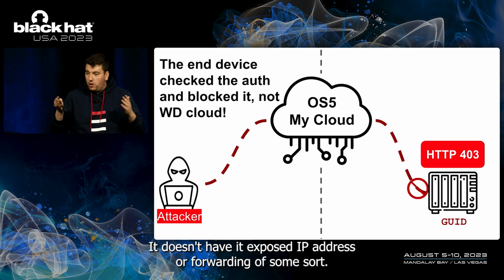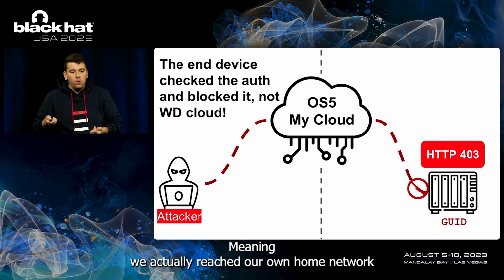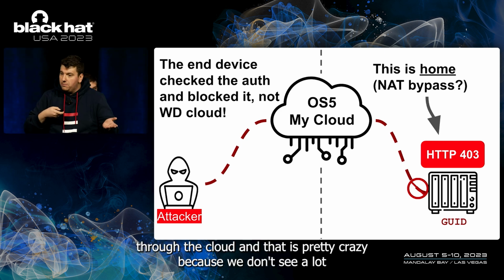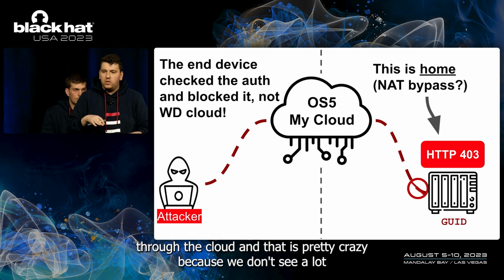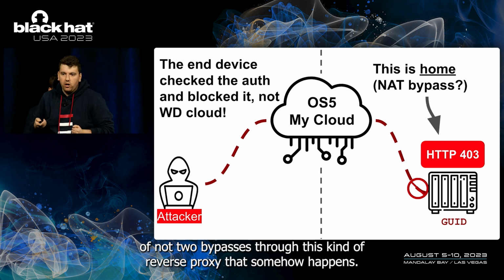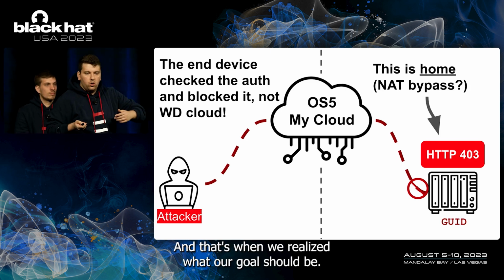It doesn't have an exposed IP address or port forwarding of some sort, meaning we actually reached our own home network through the cloud. And that is pretty crazy because we don't see a lot of NAT bypasses through this kind of reverse proxy that somehow happens. And that's when we realized what our goal should be.